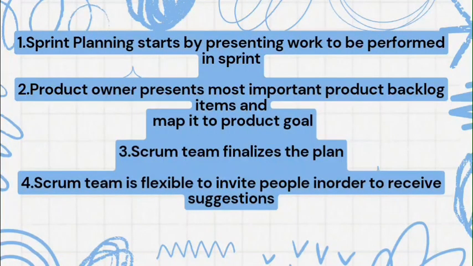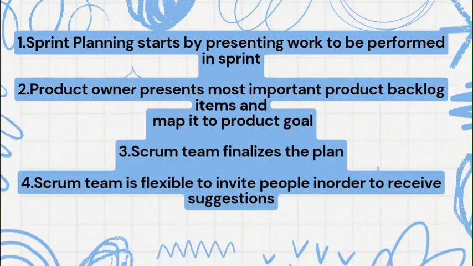So sprint planning basically starts by presenting the work which is to be performed in that particular sprint. Everybody in the Scrum team will be present in the sprint planning meeting, and we will discuss the work which is to be performed. Of course the product owner is going to do that. The product owner will present the most important product backlog items and map them to the product goal. He or she will give us a fair idea about what work they are targeting and what tasks need to be done, like what user stories and epics are there.